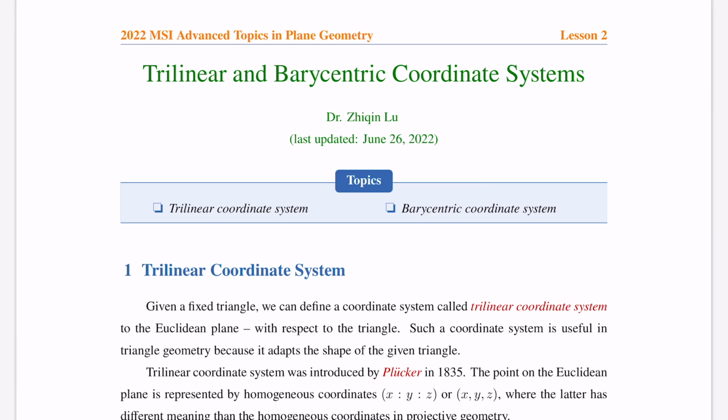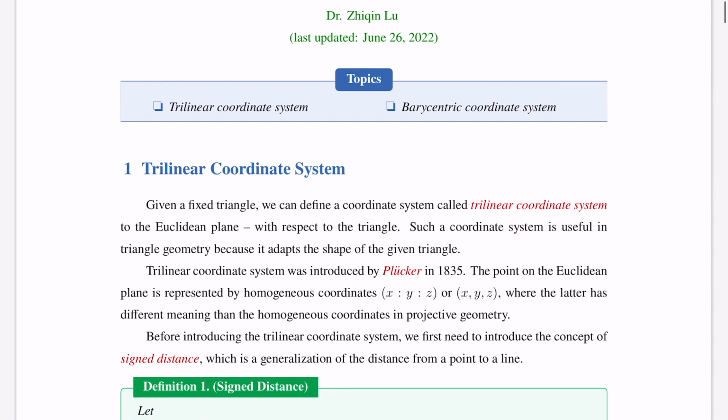The problem is that the coordinate system, called the Cartesian coordinate system, does not adapt to a fixed triangle. If it does not take into account a fixed triangle, then in a lot of cases, when you convert the geometry problem into algebra, it would be quite complicated, and sometimes it's too complicated to solve. The trilinear coordinate system is different.